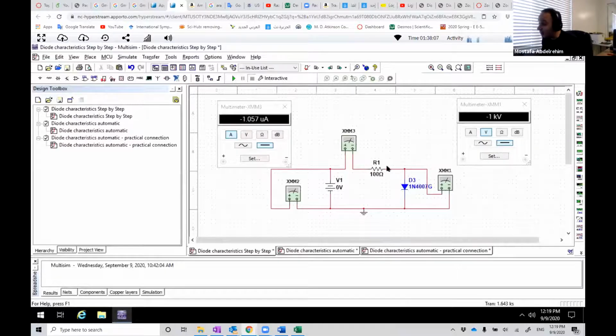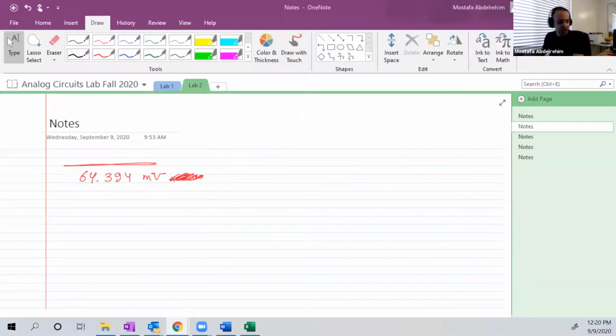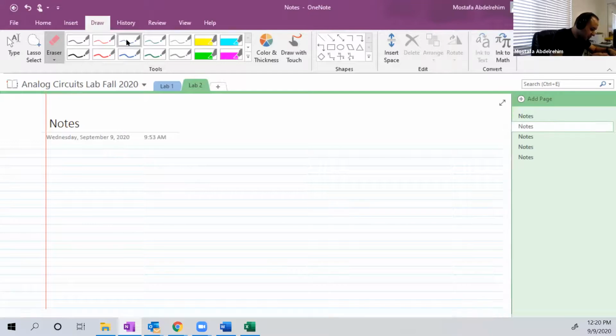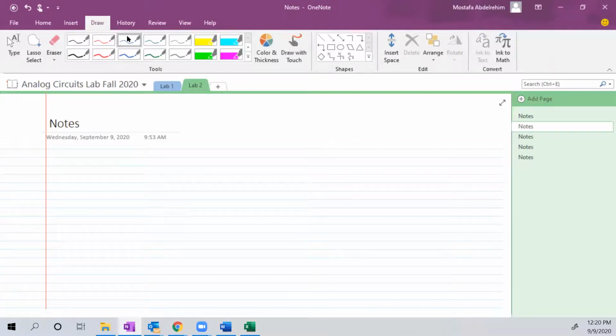But if I remove this R1 and I just connect V1 directly to the diode, let's do it and make some small calculations. So let me share the other screen. This is the last thing we do today. So you see, guys, my OneNote, right? Can you see my OneNote or not? Yes, we see it. Good.